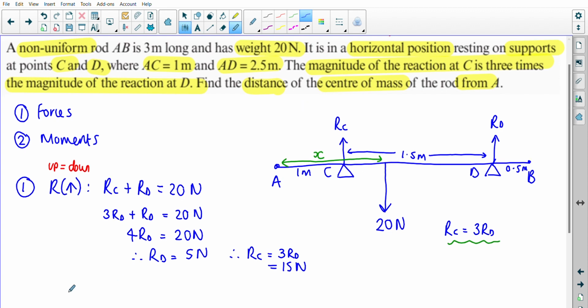Right, if I move to moments then, it's where I take the moments from. So where would it be good to take the moments from? Well, I'm trying to find the distance from A of where the centre of mass is. So I'm going to take moments about A.